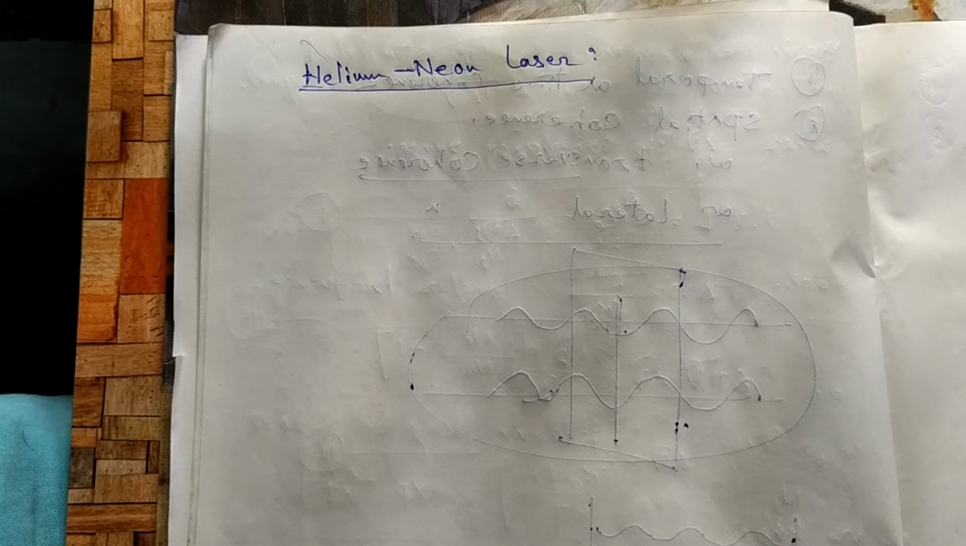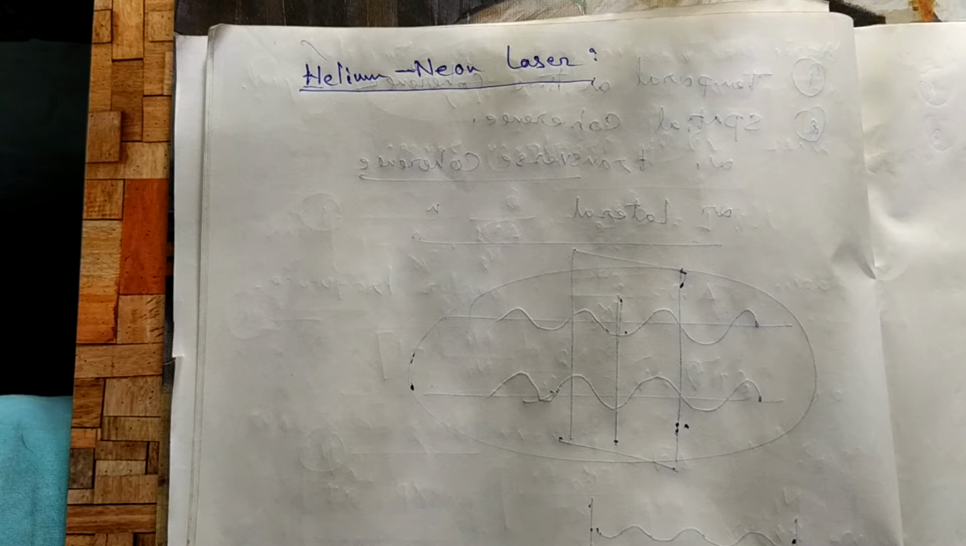In our last lecture, we already studied the mechanism: how laser works at the atomic level, what is coherence, and what are the Einstein A and B coefficients. In this lecture we study some examples of lasers and how they operate. For the first example, we learn about the helium neon laser.